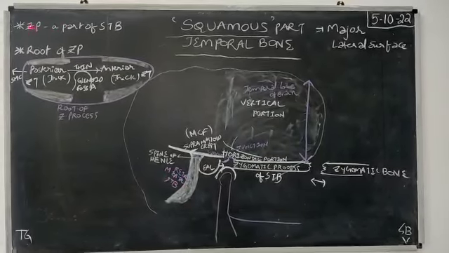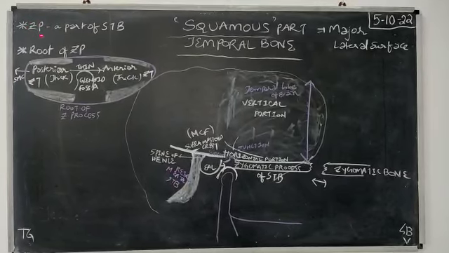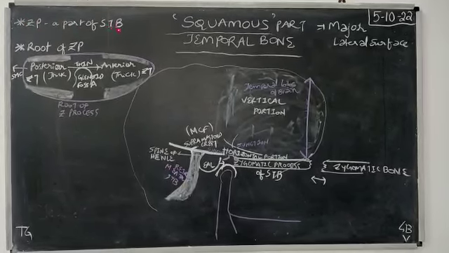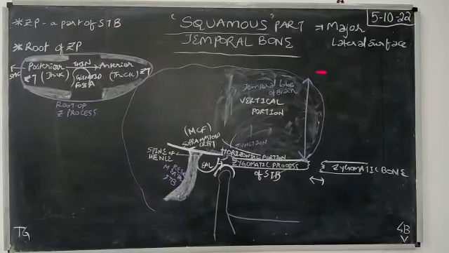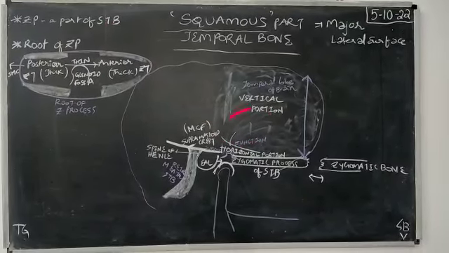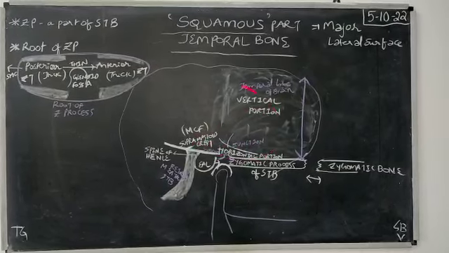So at the end of the day, we have to memorize that the zygomatic process is a part of the squamous temporal bone. It is going to form the major lateral surface. It is going to protect the temporal lobe of the brain and is very important for the ENT surgeon.